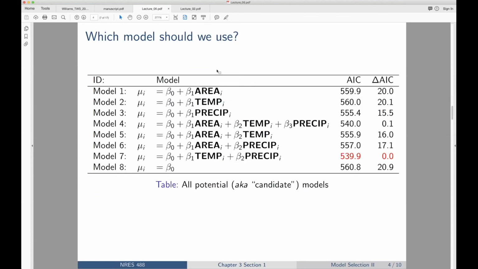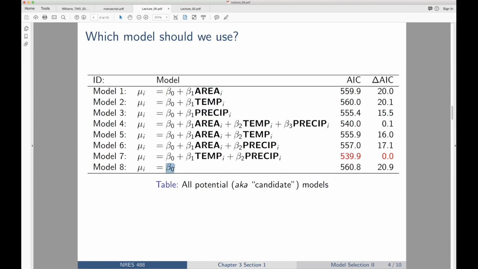So let's go back to our bird species richness data, where we had linear regression models, where we had the mean, or the expected value mu, described by these 8 potential models. We thought all of these 3 covariates could influence the number of species in any state. We have area, temp, and precip. And we also have different combinations of these models here. So if we have 3 covariates, there are 8 potential models we can consider.